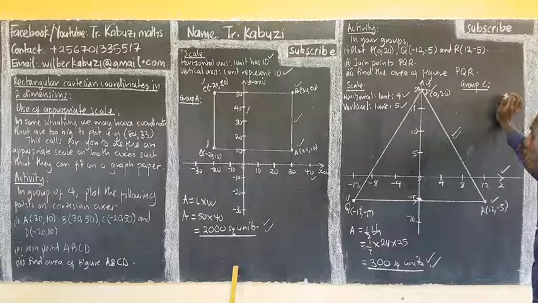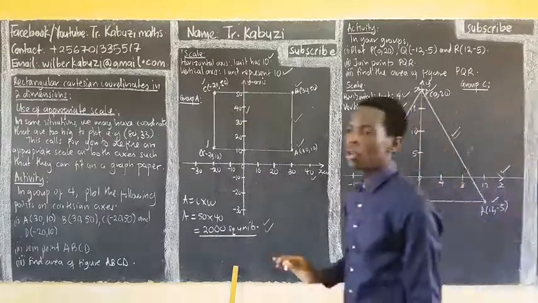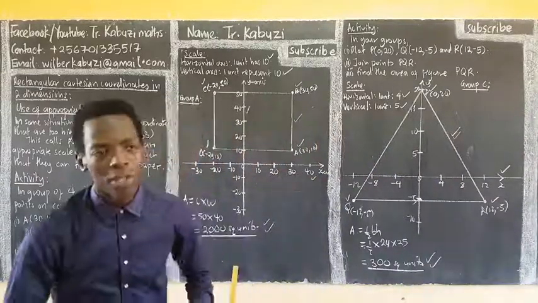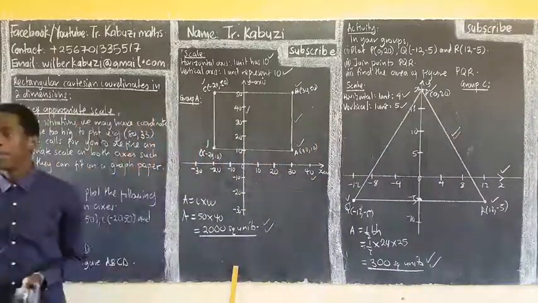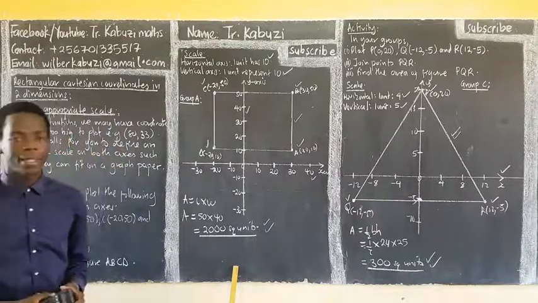So that's what we expected. You see that we can be having different scales. You can be having a scale of 2, 3, 4, 5, depending on the values you are having. Okay, so that's it, members.